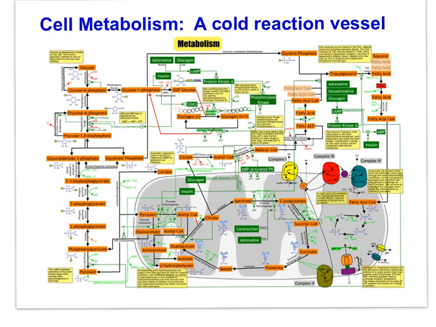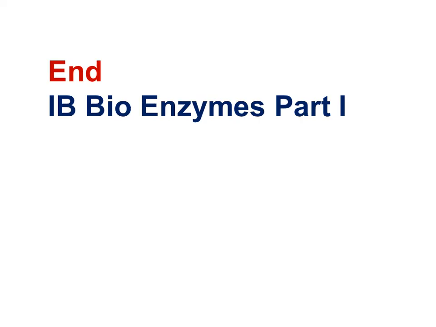And for our last image of the movie, we have an image that provides some detail on the magnitude of cell metabolism. Cells are reaction vessels with dozens and dozens and dozens of reactions going on all the time. As the body temperature of organisms is usually relatively cool, enzymes accelerate all chemical reactions. And the essential idea is that enzymes control the metabolism of a cell. And that brings us to the end of IB Bio Enzymes Part I.